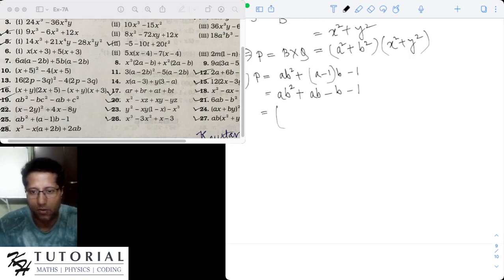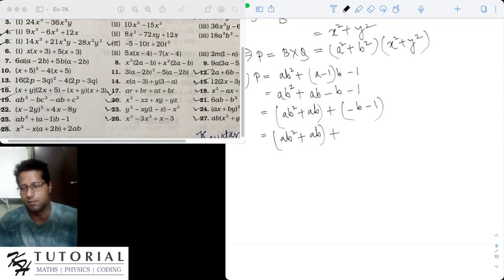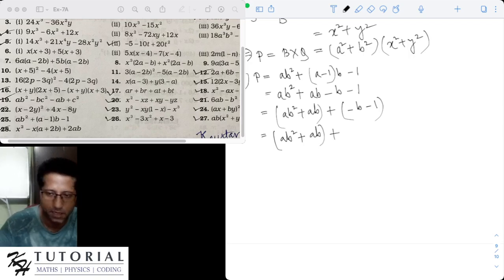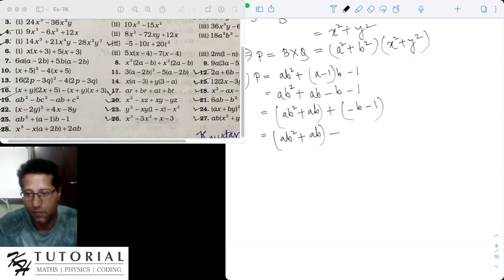So we form the groups: ab square plus ab, and we form a group of these two terms, minus 1 minus b. So this is equal to ab square plus ab, and the minus 1 minus b, minus 1, we can take as common, and this will be minus of b plus 1.